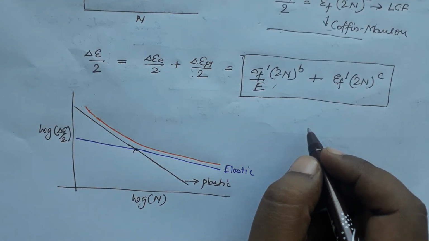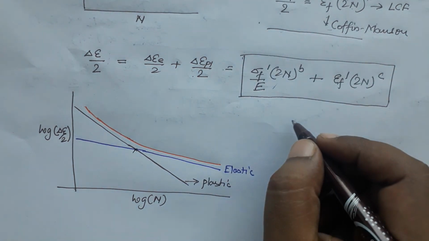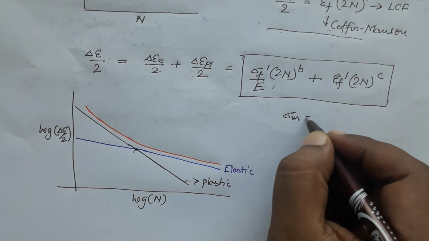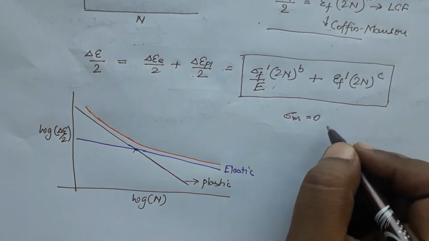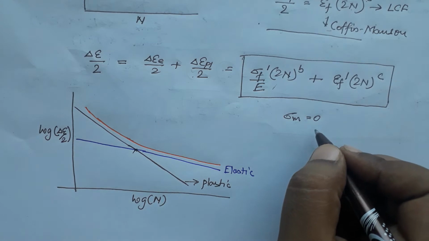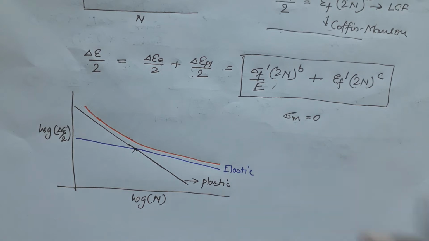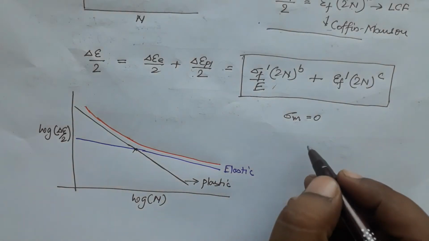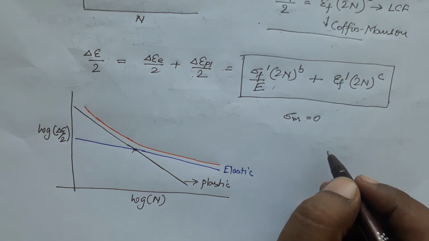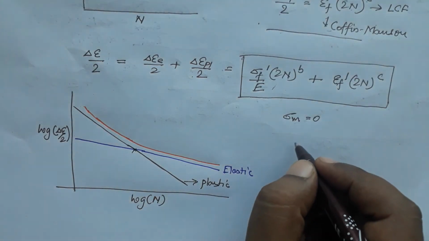And in these equations it was assumed that sigma mean is 0. So, there is complete reversal, but if sigma mean is not 0, as we have seen in many of the cases, for example, our maximum stress is 200 megapascal, minimum stress is 20 megapascal, then our mean stress is not 0, right. Our mean stress will be 220 divided by 2, that is 110. That is obviously not 0. So, in those cases we will have to modify the equation.